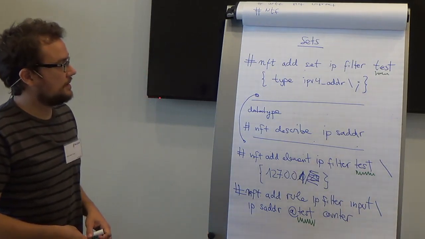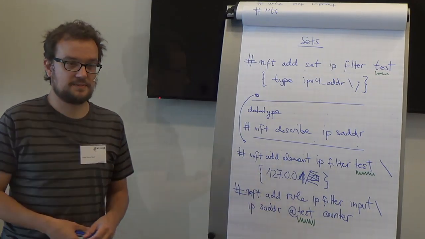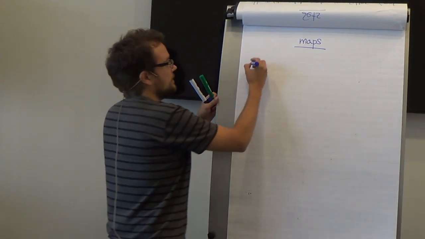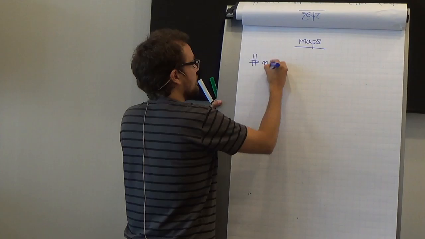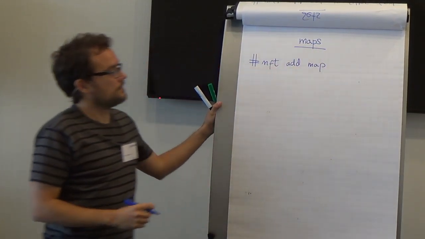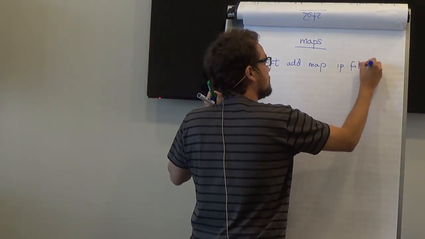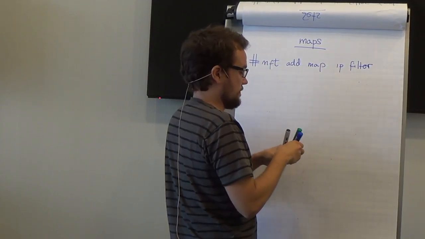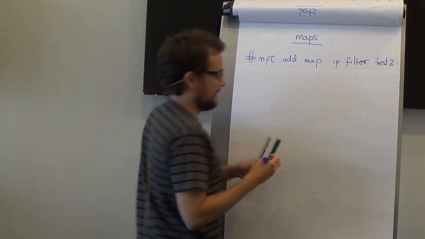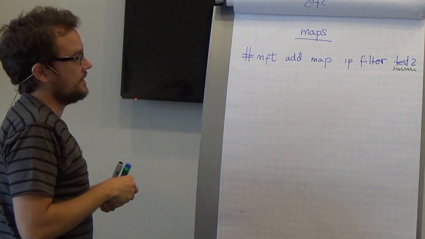Okay, so let's try something a bit more sophisticated. Let's have a look at maps. In case we want to declare a named map, we indicate add map, and then the handle again, the filter, and now we're going to use test because it will reject, so we can call this test2, lacking a better name. Give it a name.